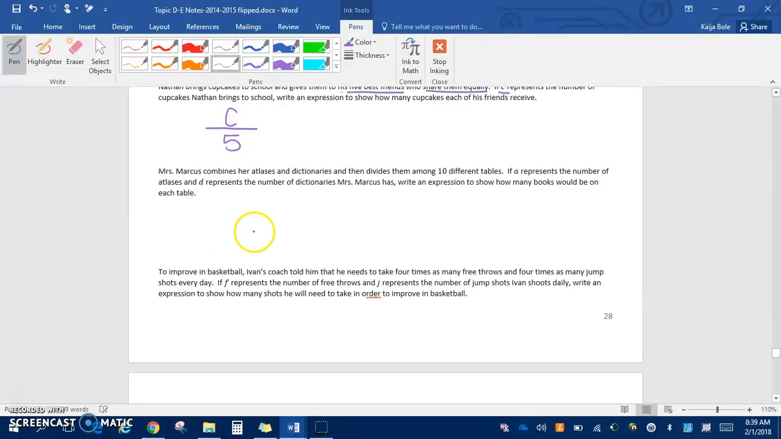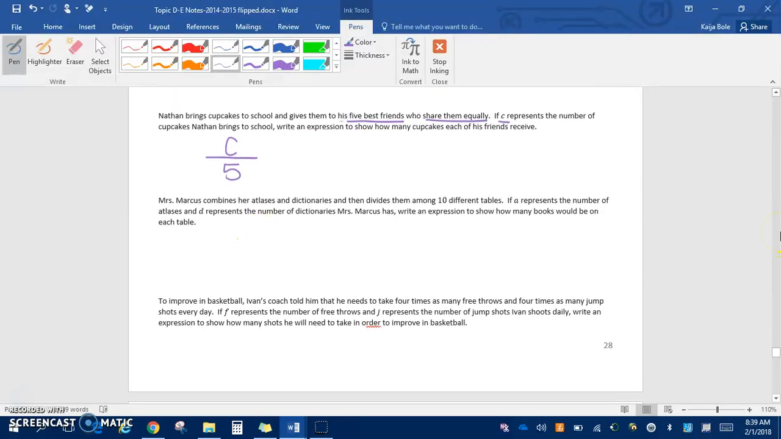The next one says Mr. or Mrs. Marcus combines her atlases and dictionaries and then divides them among 10 different tables. If A represents the number of atlases and D represents the number of dictionaries Mrs. Marcus has, write an expression to show how many books would be on each table. So again, the keyword combines. That means we're going to add them together and then she divides them among 10 different tables.